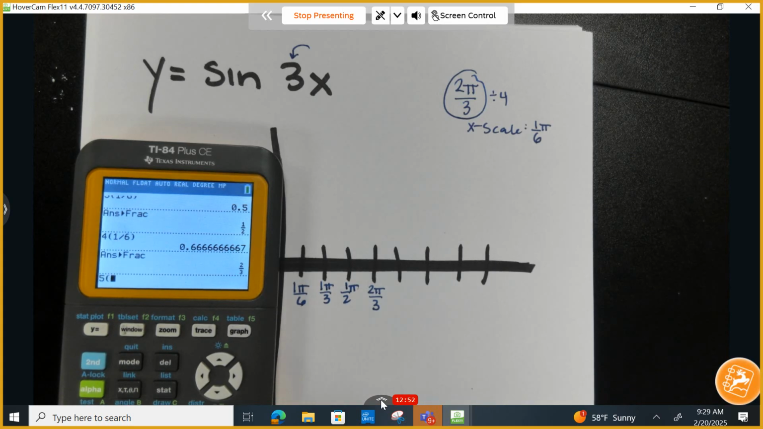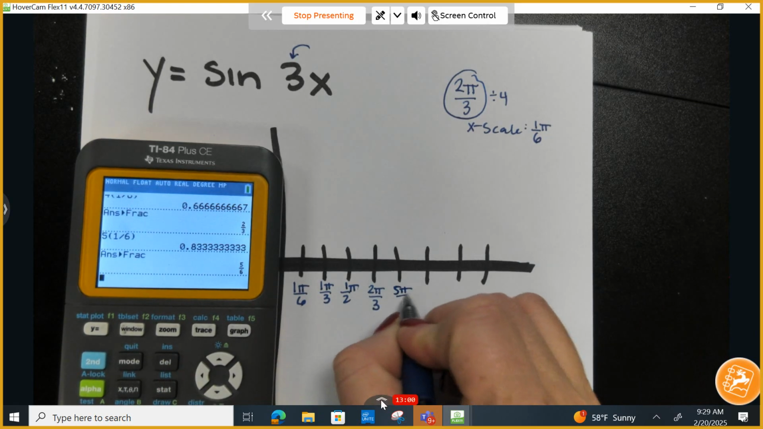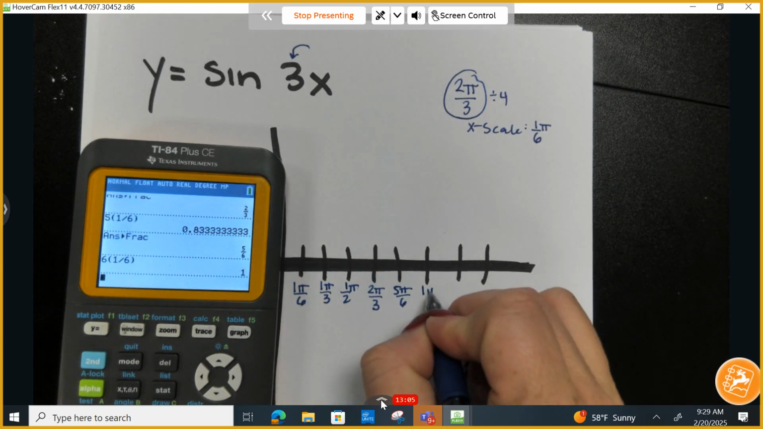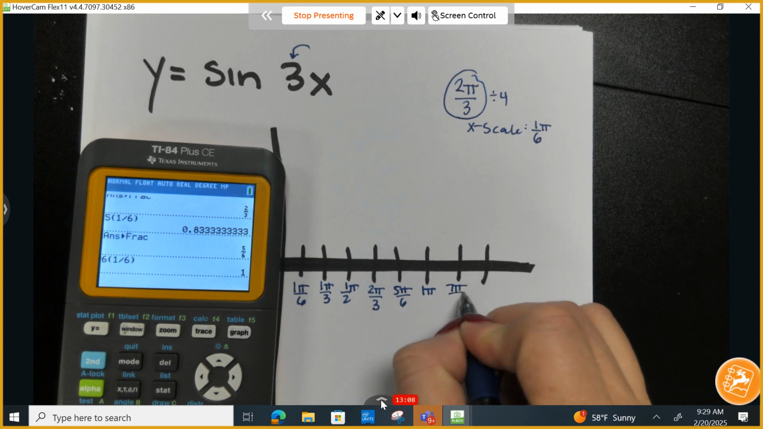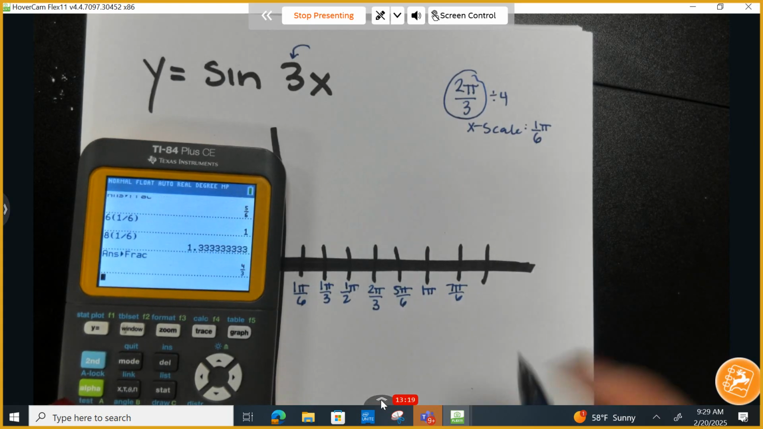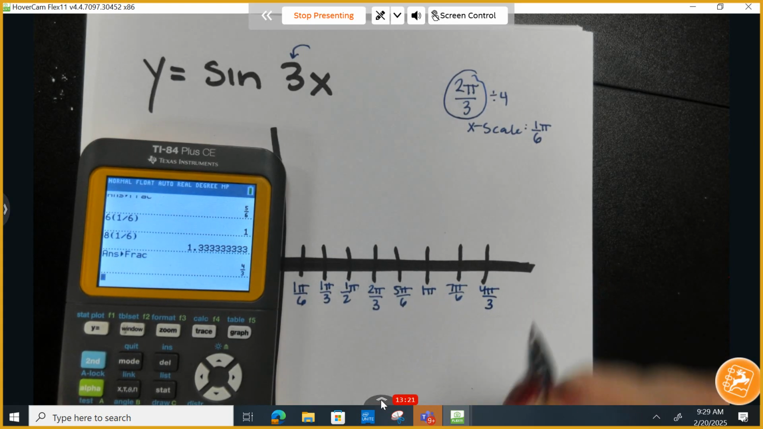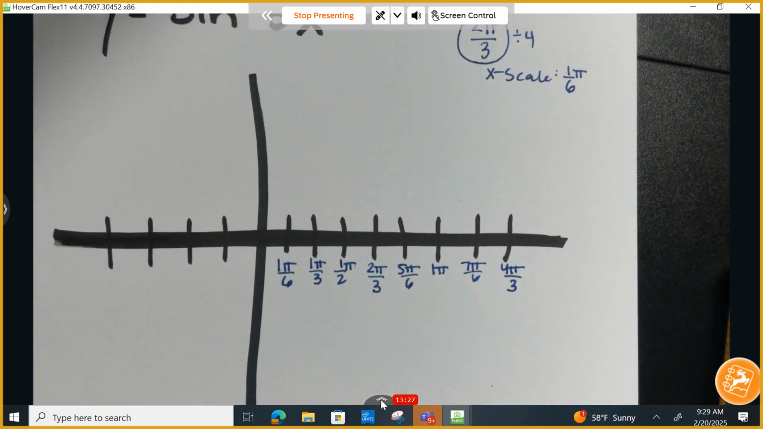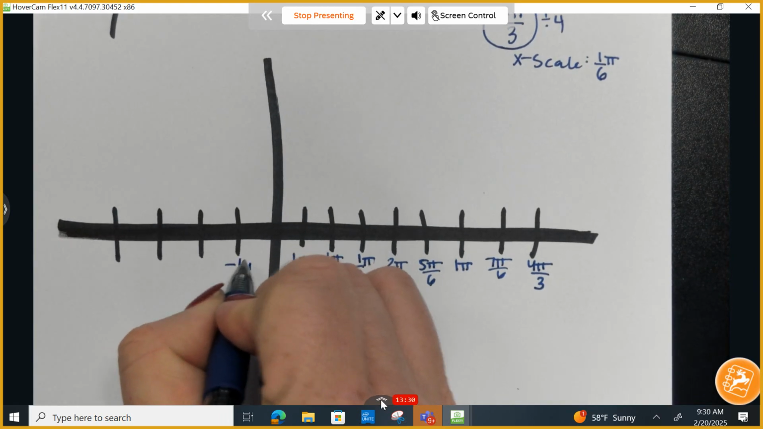I'm going to keep going. So, step 5. Step 5, turning it back into a fraction, is 5 pi over 6. Step 6, we're going to see, just get an answer of 1, is 1 pi. Then we're going to have 7 pi over 6. And then we're going to have 8. We're going to have 8 times the x scale, which is 4 pi over 3. Okay, if you have not done so, please copy mine. So these are the first 8 steps, and then I'm going to copy to the left.